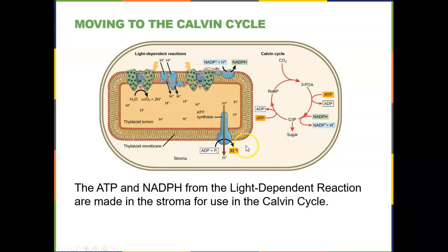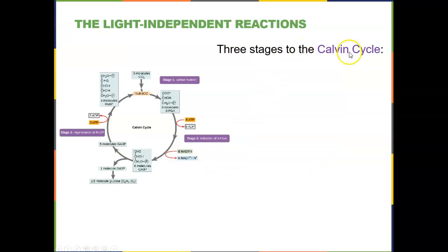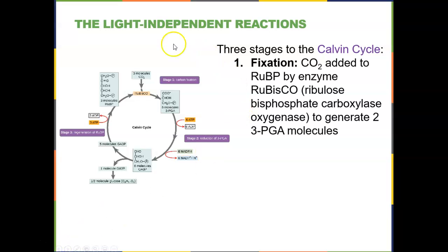The ATP and the NADPH that were made in the light-dependent reactions are going to be utilized in this Calvin cycle, where we're going to take carbon dioxide and we're going to join up carbon dioxide molecules into bigger and bigger segments in order to eventually get to a 6-carbon sugar. So there's 3 stages to the Calvin cycle. And the Calvin cycle is, of course, a circle, kind of like we saw with the Krebs cycle.